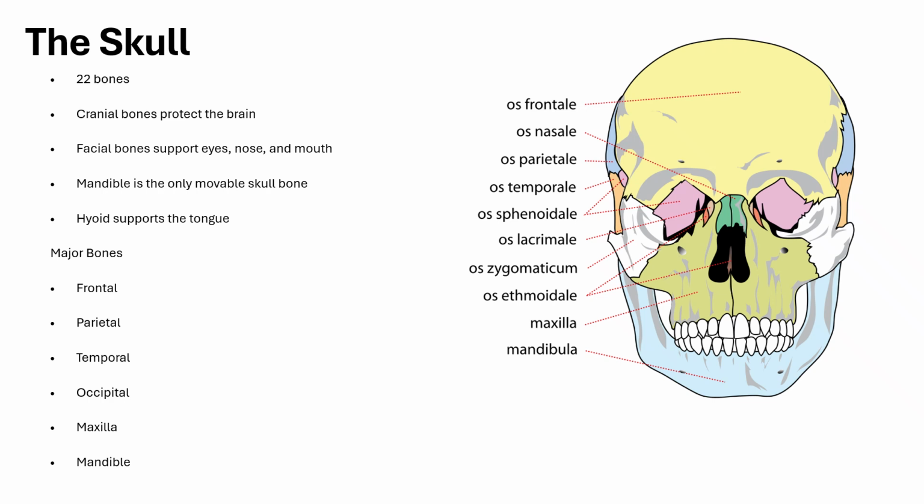The skull protects one of the body's most important organs, the brain. It also supports the face and houses organs responsible for vision, hearing, smell, and taste. The skull contains 22 bones that are joined together by immovable joints called sutures. The only freely movable bone is the mandible, which forms the lower jaw. The hyoid bone supports the tongue and is unique because it does not articulate directly with another bone. Together, these bones provide protection and structure for the head.